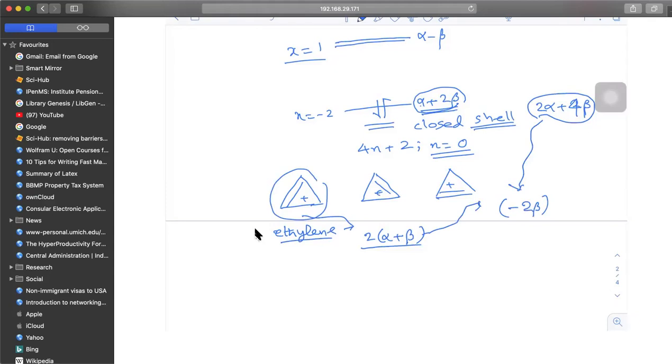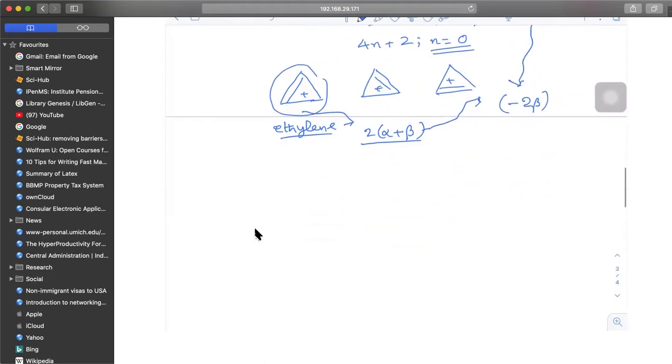Is that okay? So this resonance energy, usually in molecular orbital theory, you refer to that as the delocalization energy. Okay?